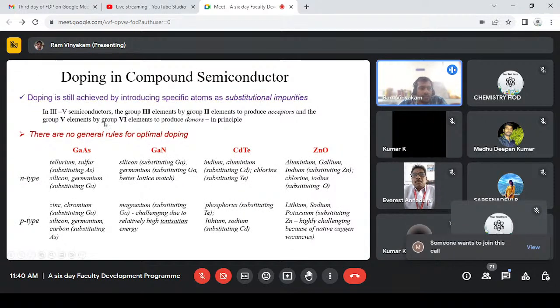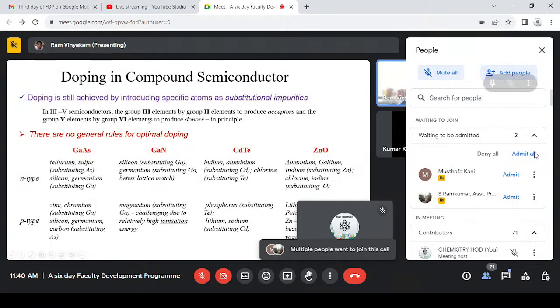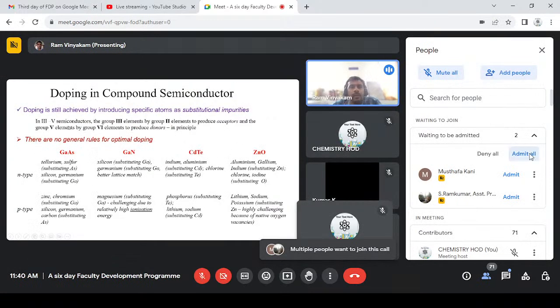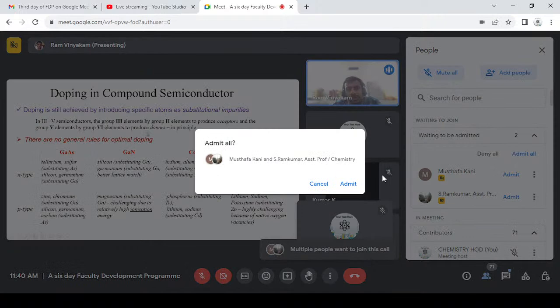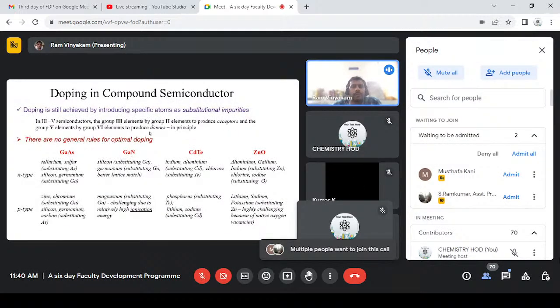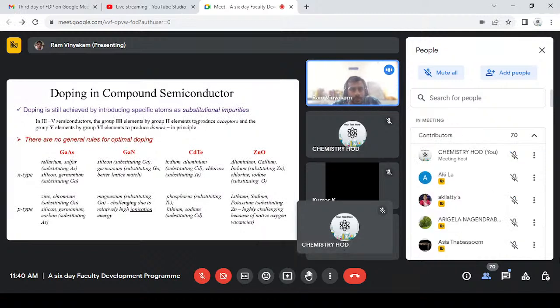Like for the III-V semiconductor, if you replace a group 3 element by a group 2 element, in the old periodic table, then it produces acceptors. The same way, if you replace a group 5 element by a group 6 element, it plays as a donor. But in reality, there are n number of possibilities. There is no general rule for optimum doping.